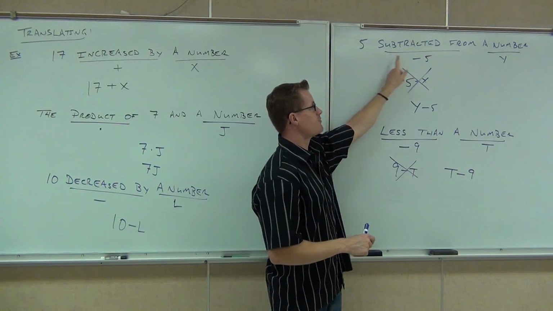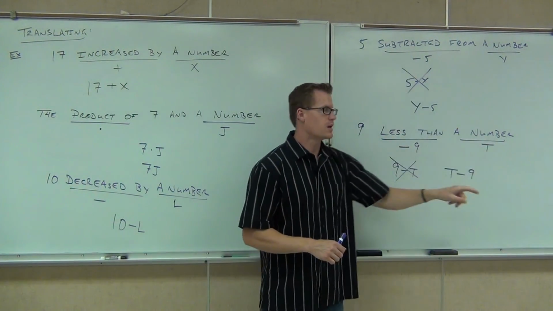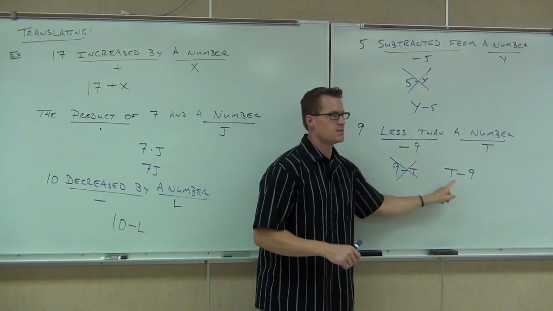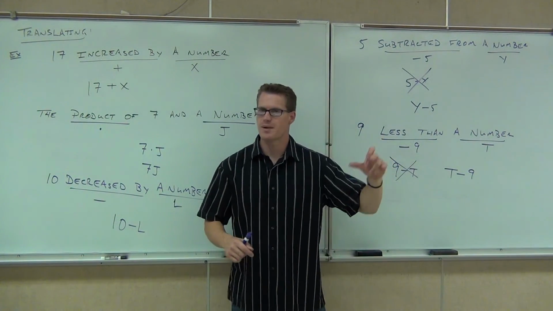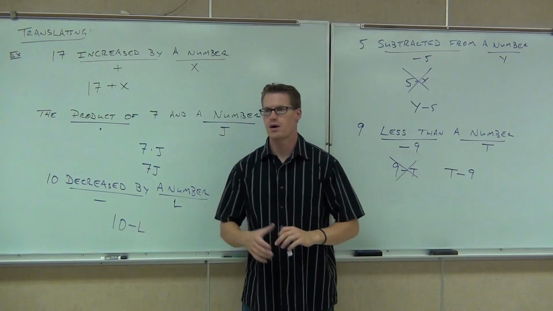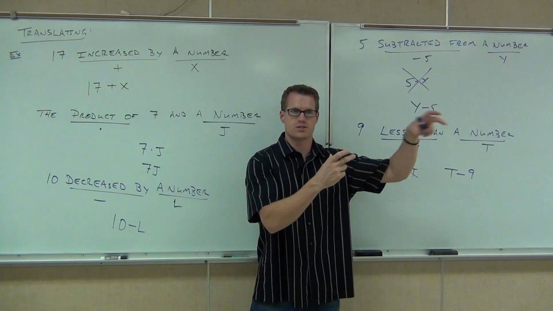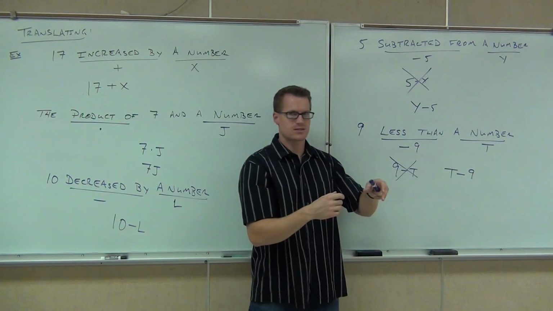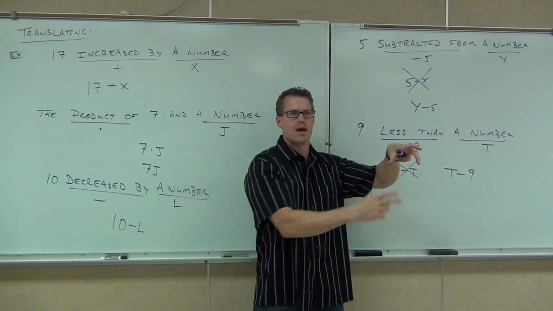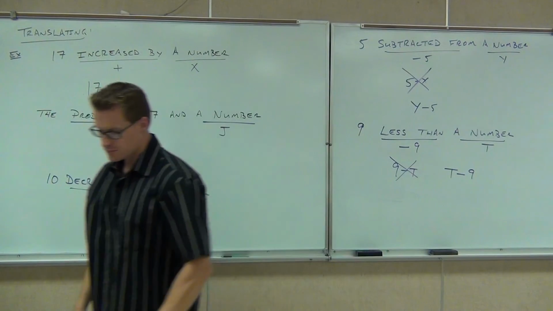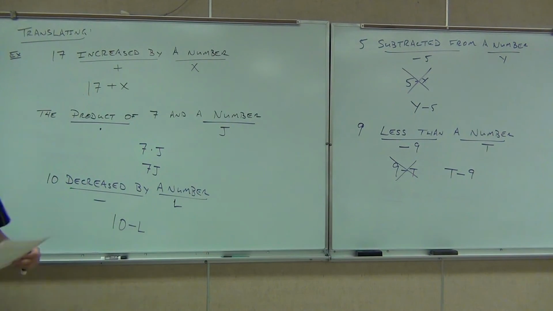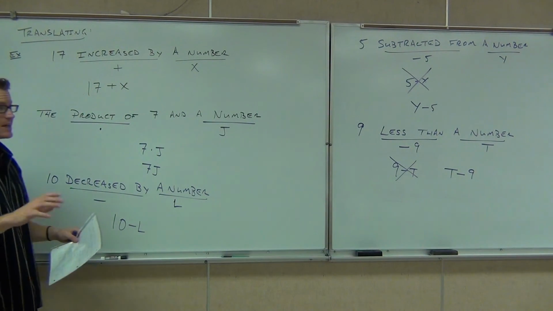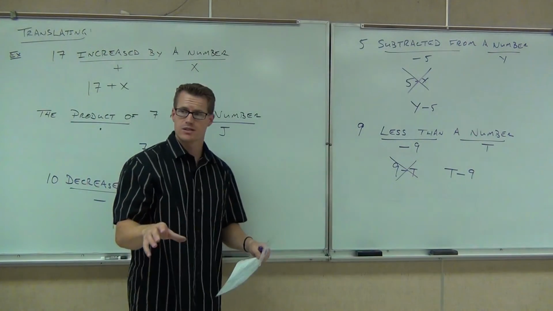So instead of 5 minus y, we're doing y minus 5. Instead of 9 minus t, we're doing t minus 9. That's subtracted from and less than. Notice how the subtracted from is referring to the second thing. Do you see that? Saying, I'm after that. The less than is referring to the second thing. It's, I'm after that. Okay, I'd like to give you about 5 on your own. Let's see if you can translate these correctly.